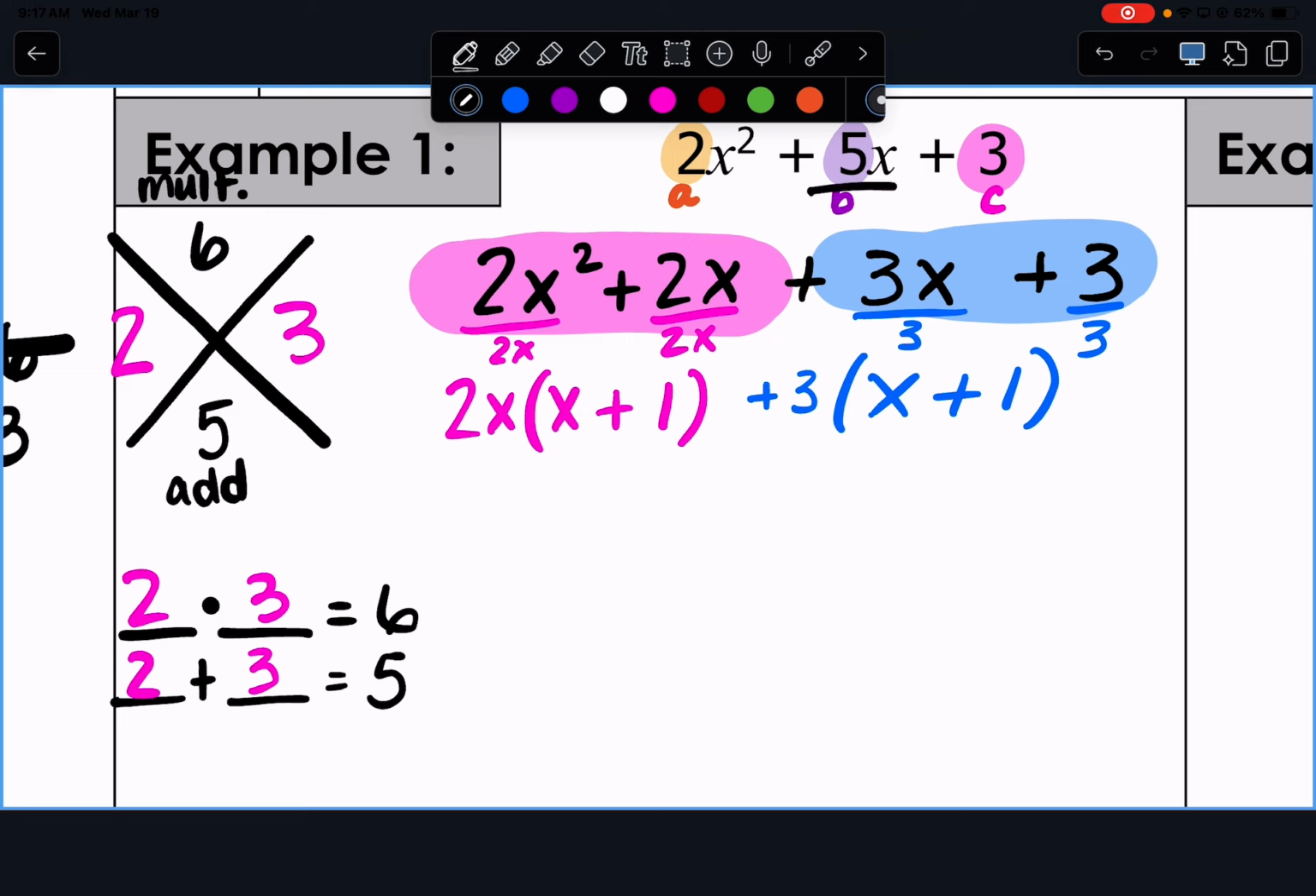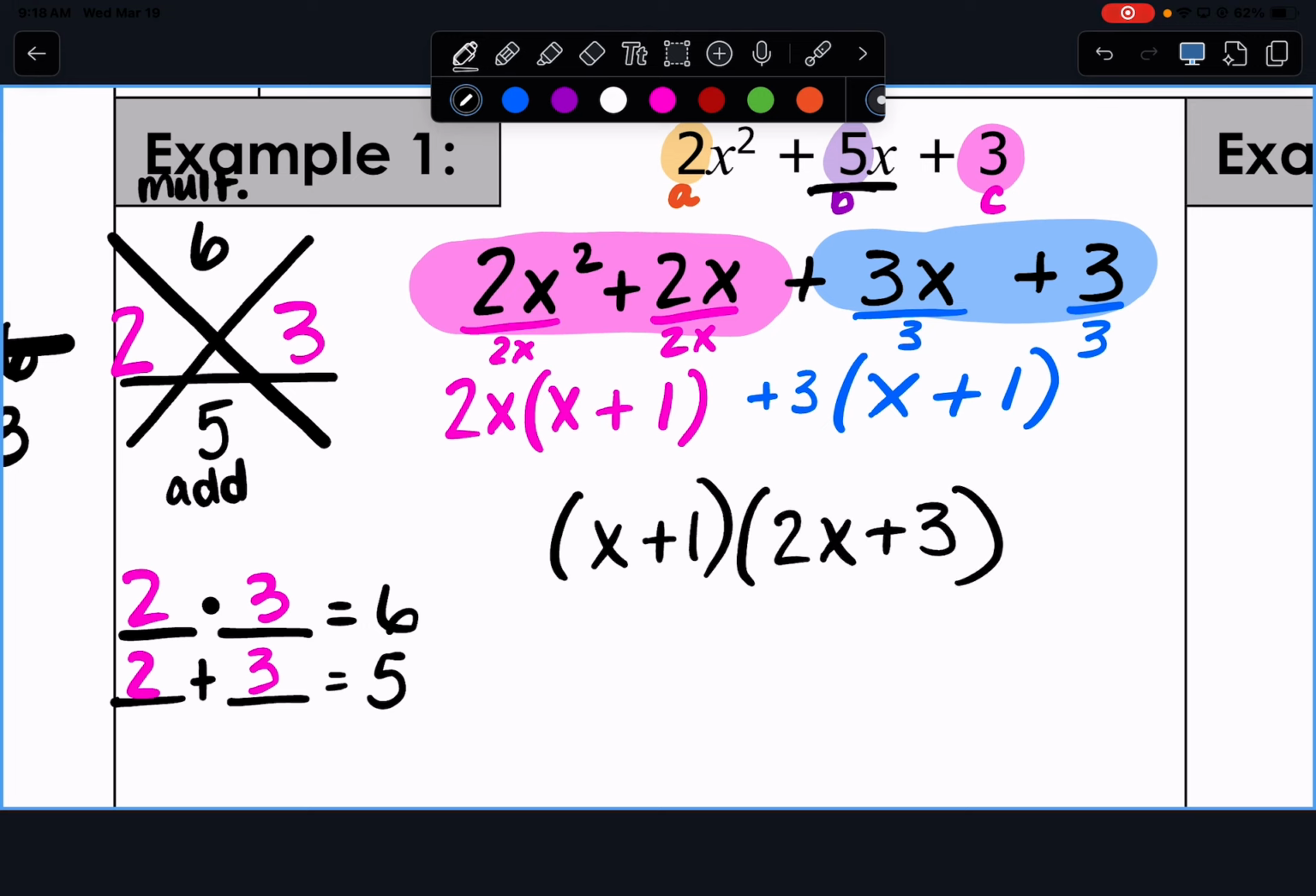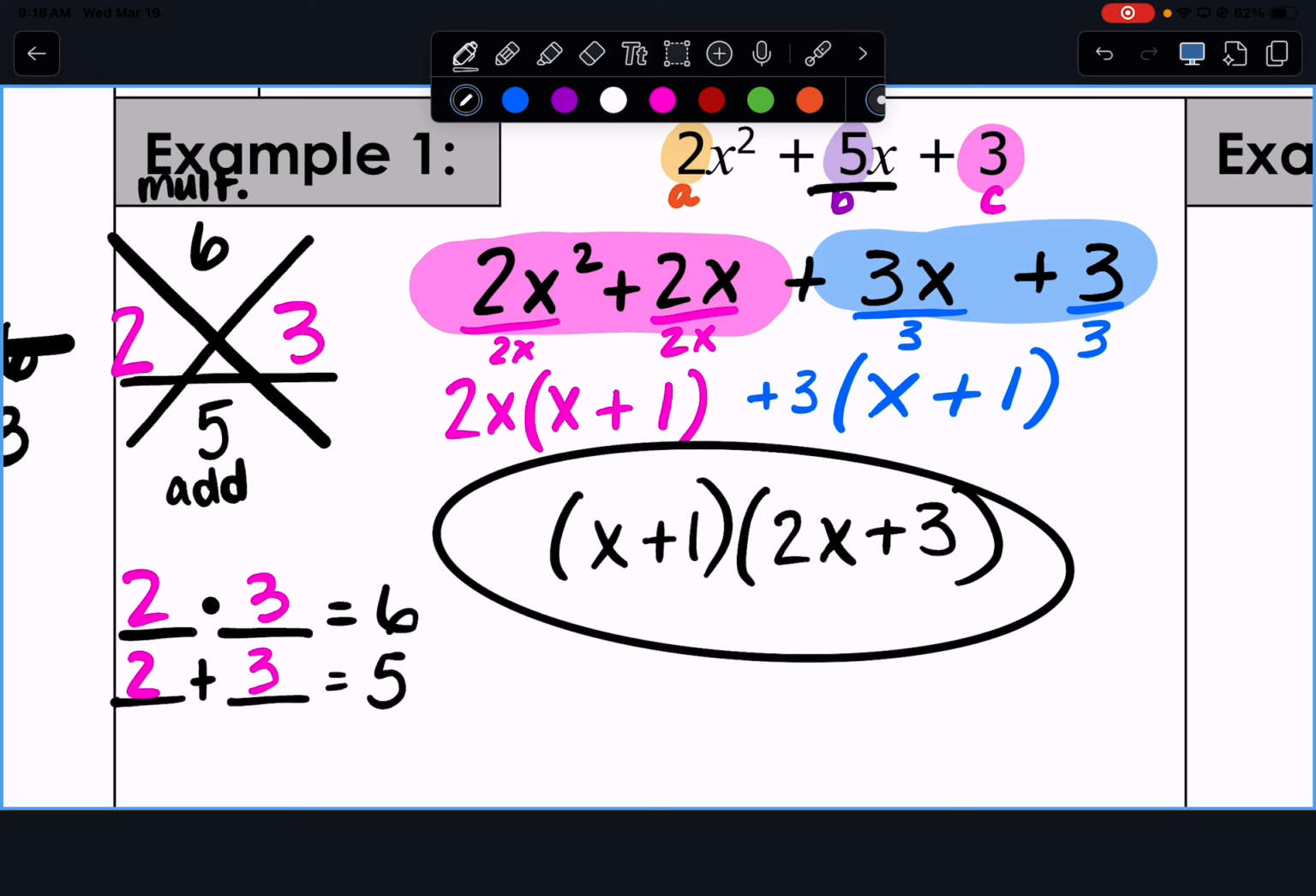We just rewrite the 5 from the 2 that we use right here to get 5. Yep. All right, now what is the same? And then what is left over? And so that right there is our answer in factored form.